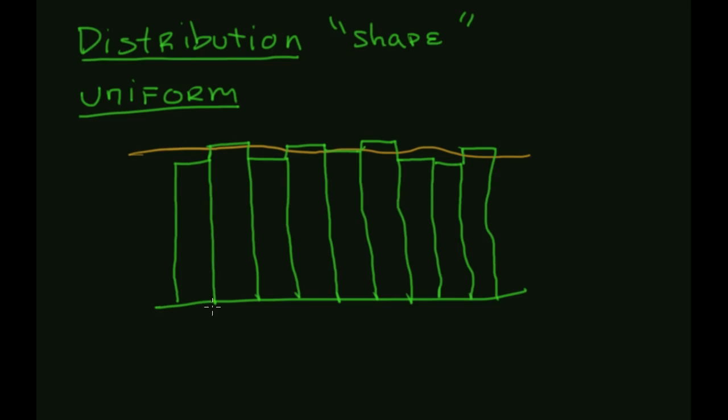So uniform distribution means that if I selected somebody at random, I'd have an almost equal probability of selecting somebody from each of the classes that make up the histogram. So uniform looks maybe a little bumpy, but it's still fairly flat across the top. So that'll get you a uniform distribution.